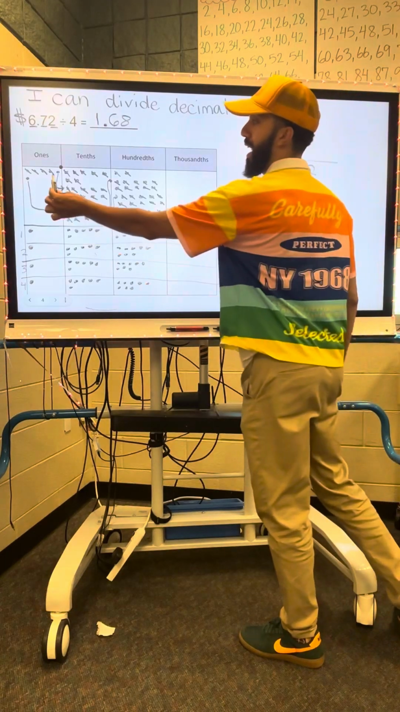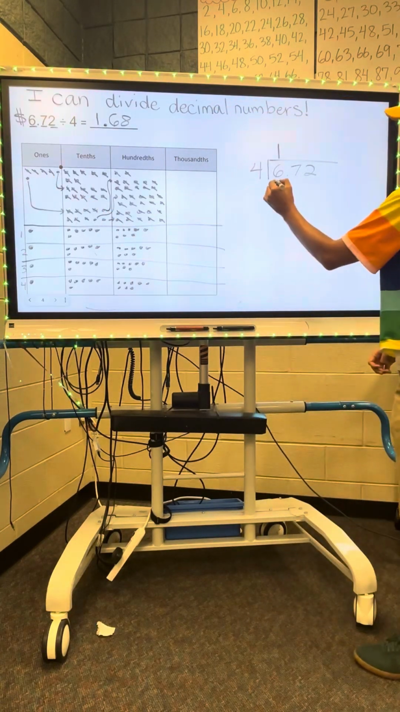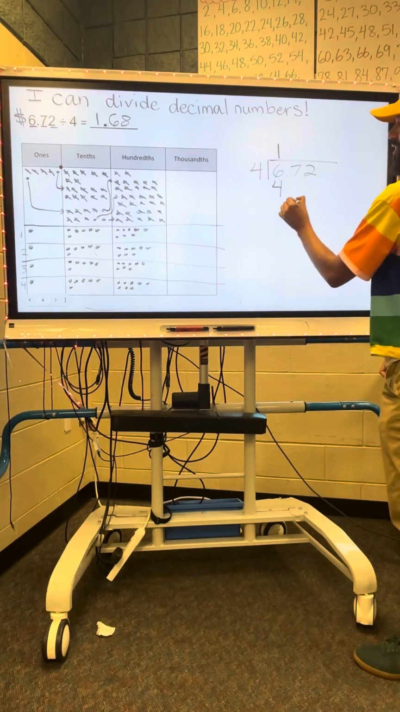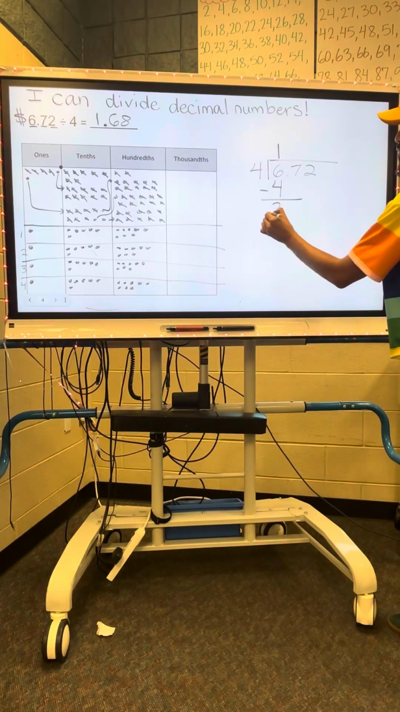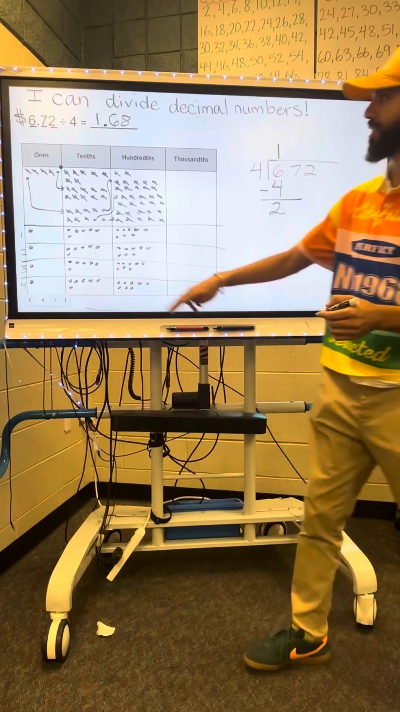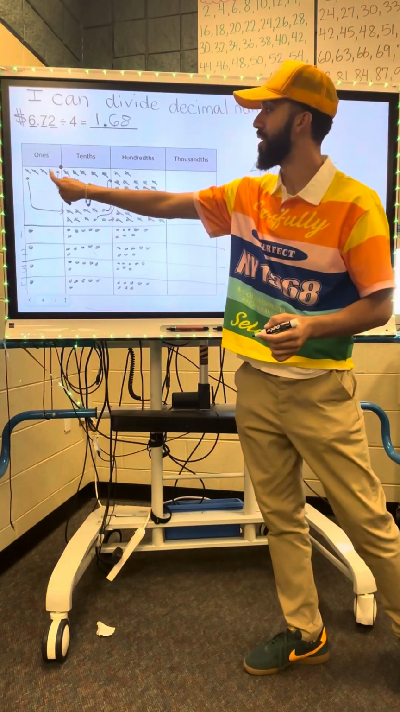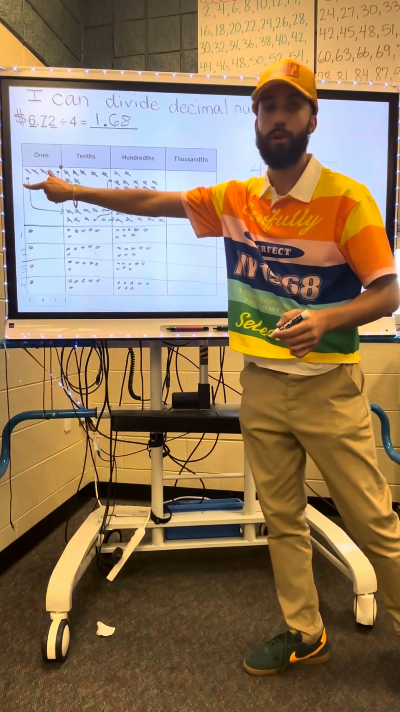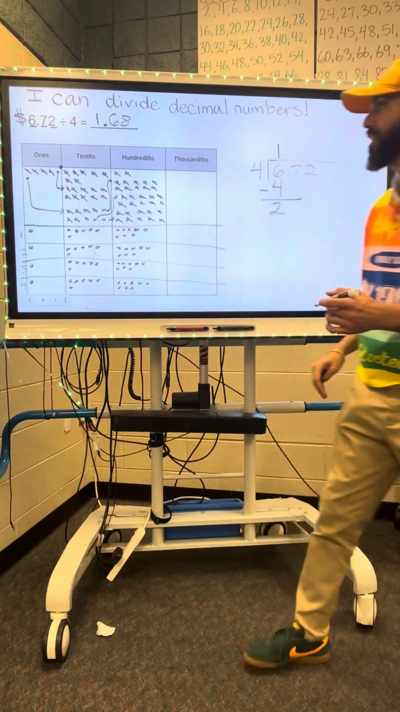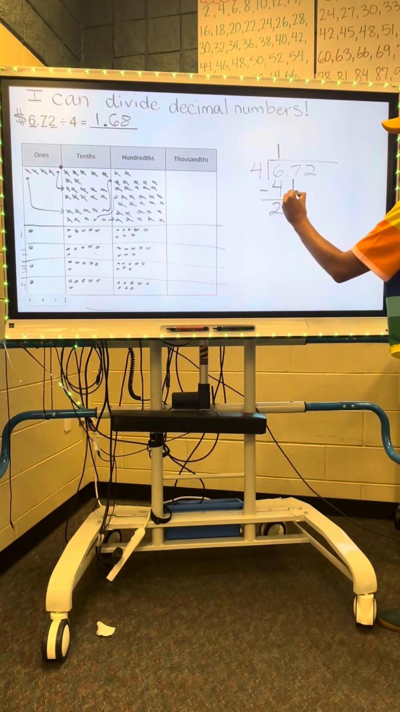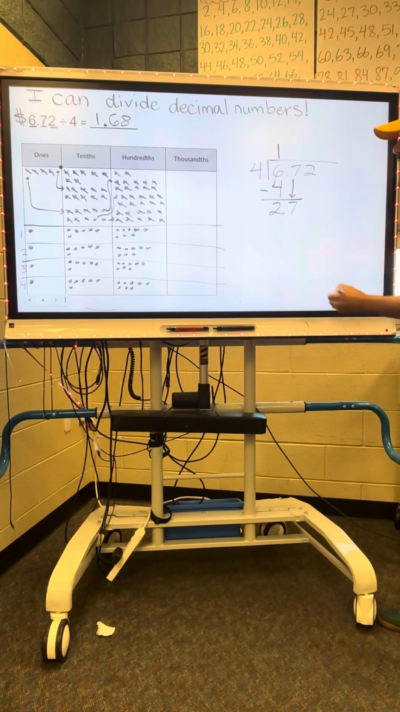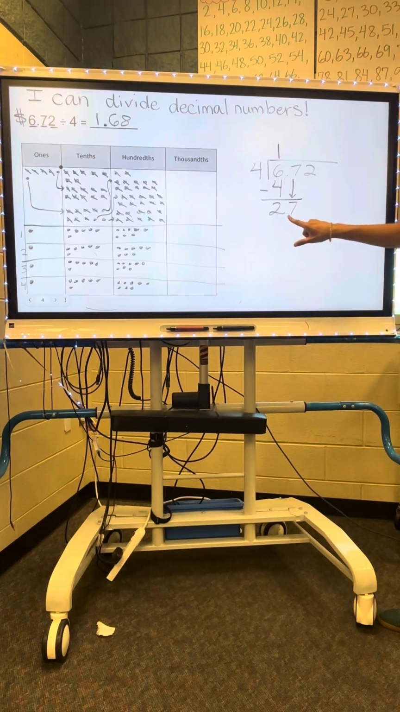Well, we were only able to share 4. Put that right underneath and then subtract. 6 minus 4 is 2. 2 represents how many we had remaining. 1, 2. Remember, we unbundled them. So now we can move on to the tenths column and bring that digit down. Bring the 7 down. Now we just made 27 tenths.